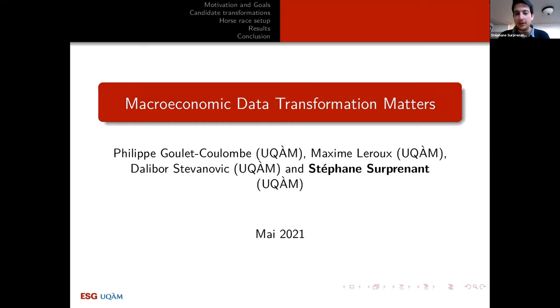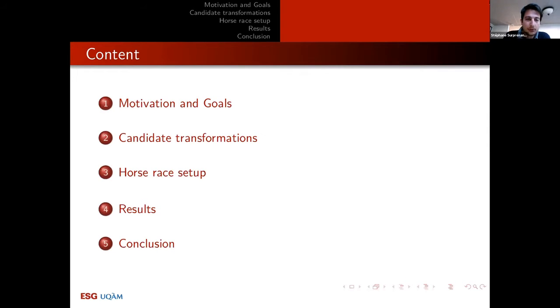So I'm glad to be here today presenting the paper, Macroeconomic Data Transformation Matters. That's joint work with Philippe Boulet-Coulon, Maxime Lowe, and Dalibor Stefanovic. So today I'm going to go over some of the motivation and goals behind the paper, present some of the candidate transformations that we're considering. And then I'm going to showcase the horse race setup that we use to tease out the marginal contributions that each of these candidate transformations might have on forecasting performances on macroeconomic data at various horizons. And then I'm going to discuss some of the key results of the paper and hopefully have some time to conclude.